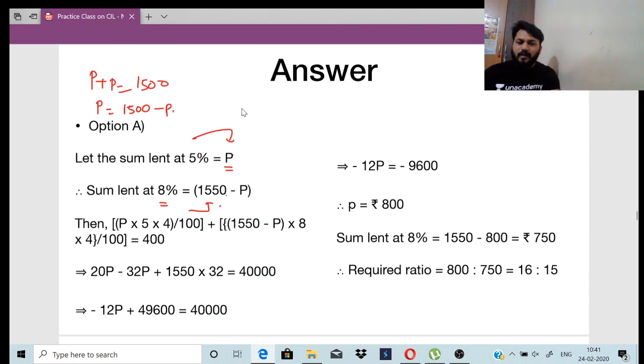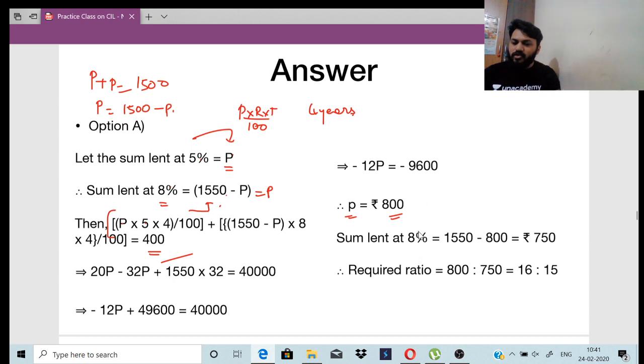So calculate it now. What is the simple interest formula? P into R into T by 100, right? So it is P into 5, 5% into 4, 4 years. Both are for 4 years, right? Divide by 100 plus, what is the principal here? 1550 minus P into 8 into 4 by 100, which is 400. Solve this equation. This will be 20P minus 32P plus 1550 into 32 is 40,000, right? So this is nothing but minus 12P equals minus 9600, P equals 800.